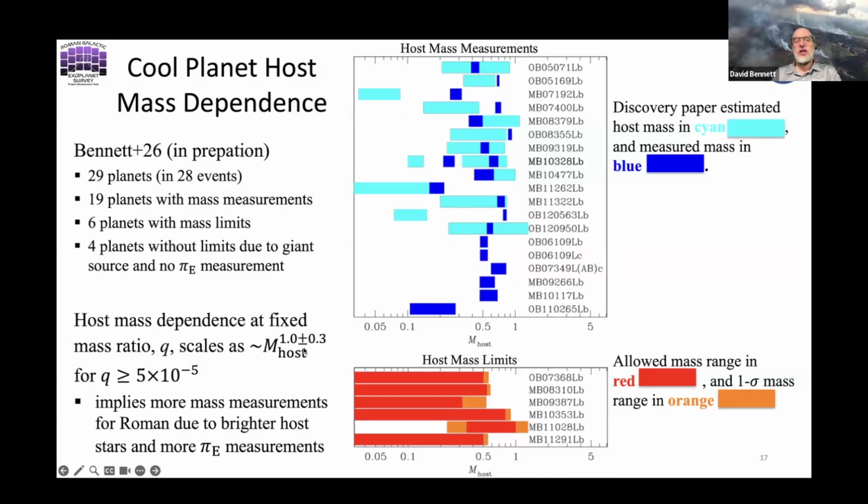This is also something that seems to fit with radial velocity data, at least with the California Legacy Survey. And so this actually implies that it will be a little bit easier for Roman to measure the masses of these host stars because they're more massive, and the more massive hosts will be easier to measure.